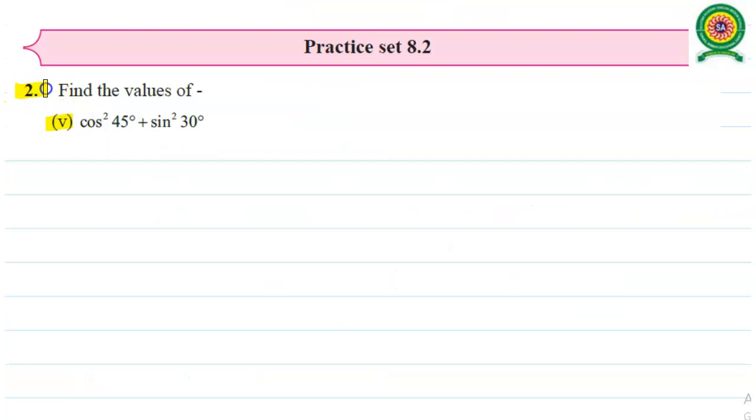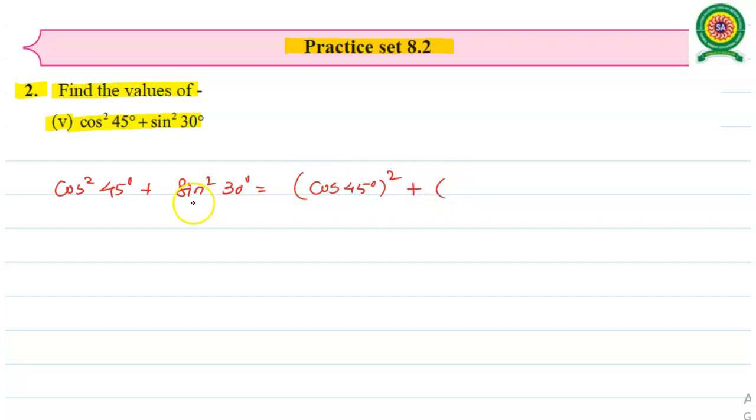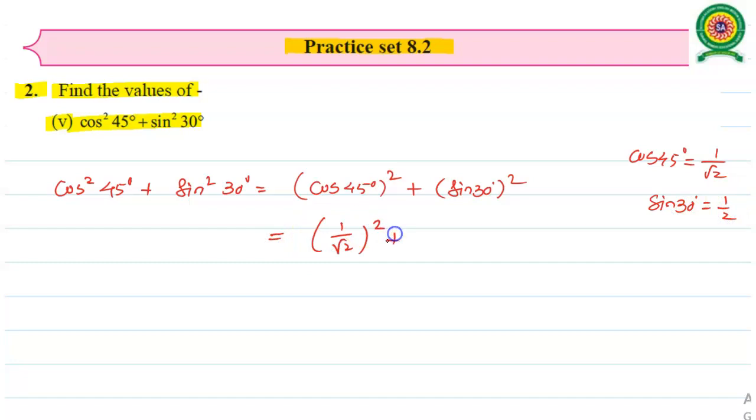Look at the fifth sub question from question number 2, practice 8.2. Find the value of cos square of 45 degree plus sine square of 30 degree. So we have to evaluate cos square of 45 degree plus sine square of 30 degree. So cos square of 45 degree we can write as cos of 45 degree the whole square, plus sine square of 30 degree we can write as sine of 30 degree the whole square. Now as per the table, cos of 45 degree is 1 upon root 2 and sine of 30 degree is 1 by 2. So we are getting 1 upon root 2 the whole square plus sine 30 is 1 by 2, so 1 by 2 the whole square.